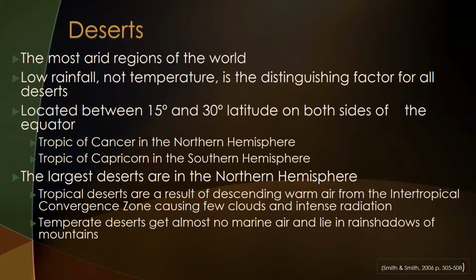Located between 15 and 30 degrees latitude on both sides of the equator. So the Tropic of Cancer and Capricorn are right there in the middle.